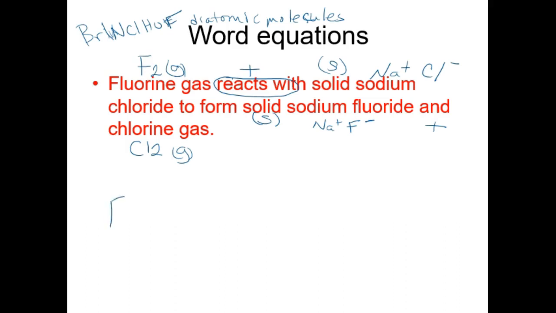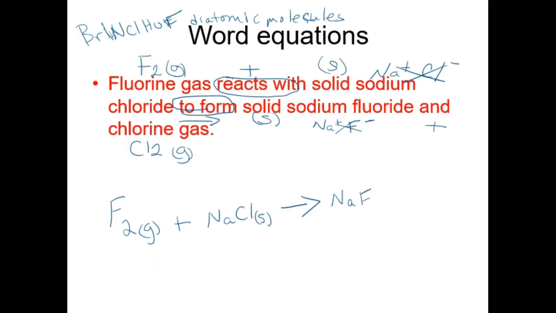So we have fluorine, and we said it had to have a 2, gas, plus NaCl, because we're going to crisscross, and it's going to be a 1-to-1, solid, yields, or to form. That's also a yield, okay? Sorry, I forgot about that one. A solid sodium fluoride, again, they're going to crisscross, and it's going to be NaF, plus Cl2 gas. And I think we had a solid here, so you just plug everything in, okay?